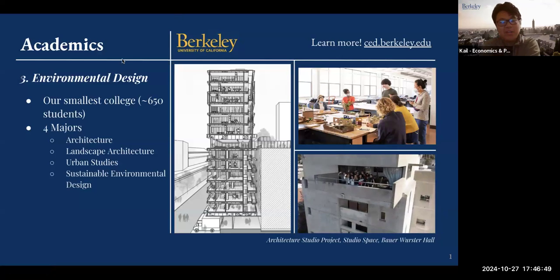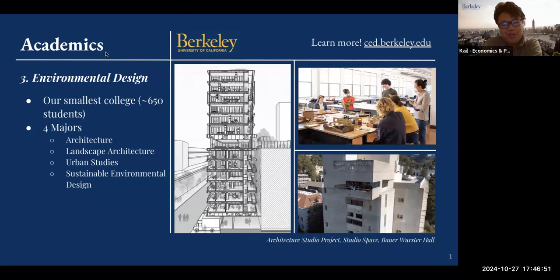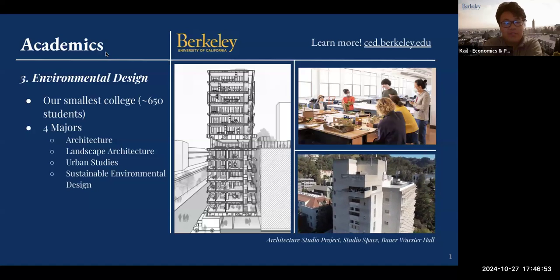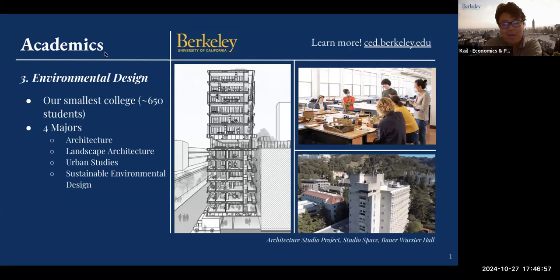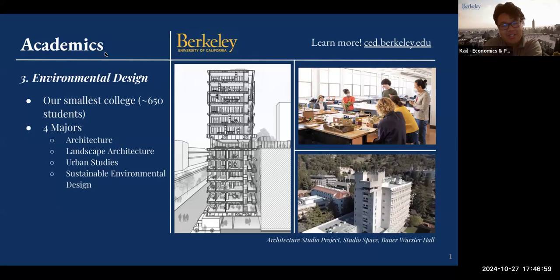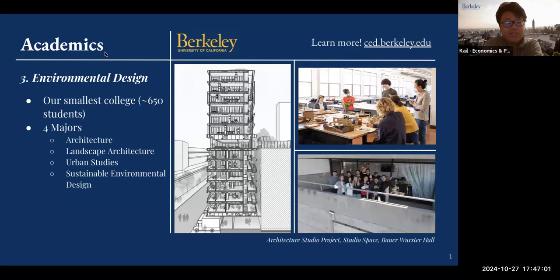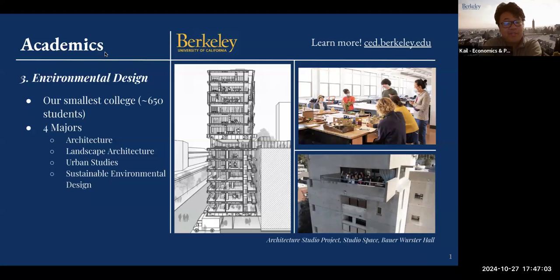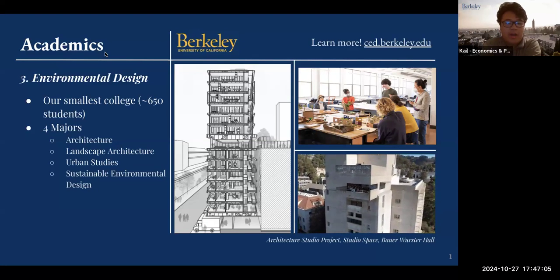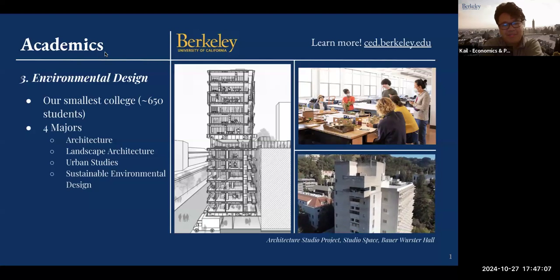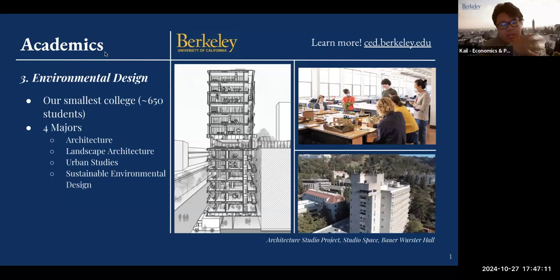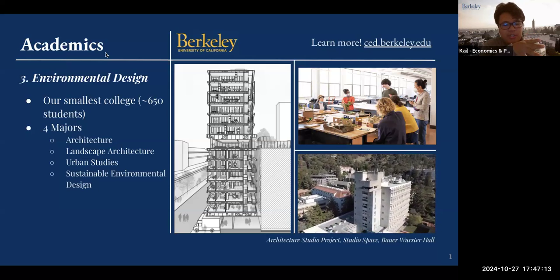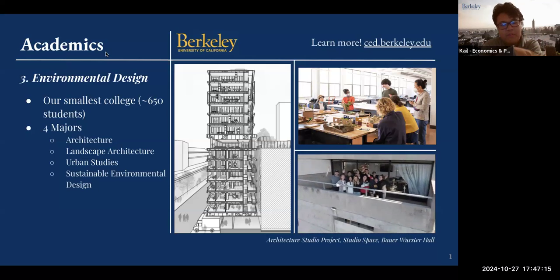All right, our third undergraduate college is the College of Environmental Design. It is within Wurster Hall. You can see that in the top right drone shots on the slide. It is our smallest college here at Berkeley, about 650 students, and it offers 4 majors. I like to think about them as all being related to architecture. So there's architecture, landscape architecture, urban studies, and sustainable environmental design.